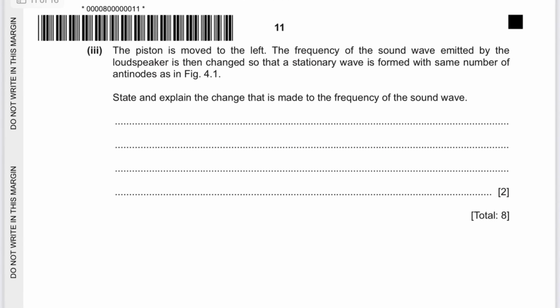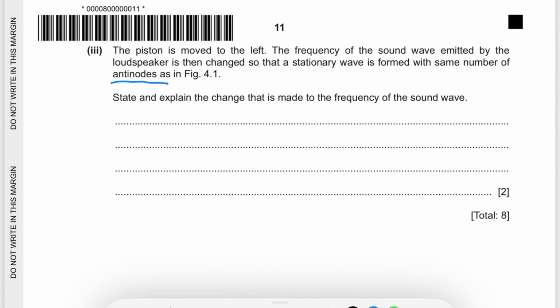The piston is moved to the left. The frequency of the sound wave emitted by the loudspeaker is then changed so that the stationary wave is formed with the same number of antinodes. What they're telling you is, if the number of antinodes remains the same, that means the stationary wave now will still have only the first harmonic. The number of harmonics or the number of nodes and antinodes is not going to change.